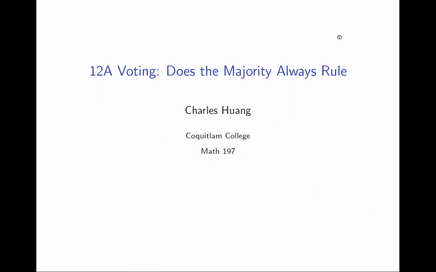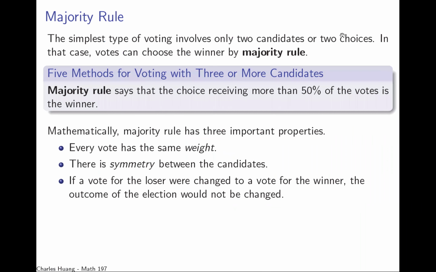12A, voting. Does the majority always rule? When we only have two candidates or two choices, and if everyone votes, then someone will have more than half of the vote. This is called majority rule.